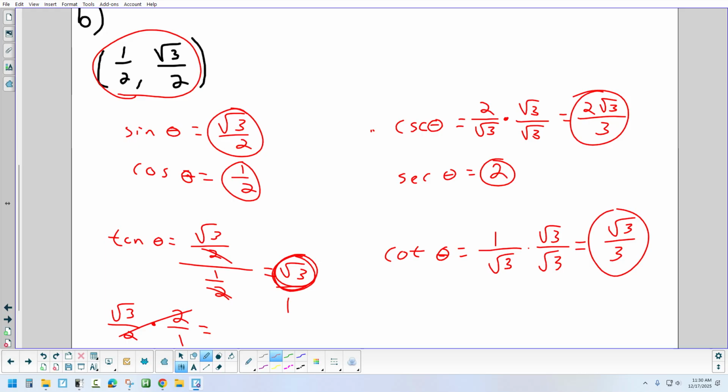When we deal with 45's, those are actually a little bit easier. Coordinates are not as bad as this one. But, anybody have an idea what that is the coordinate for? 1/2, root 3 over 2.